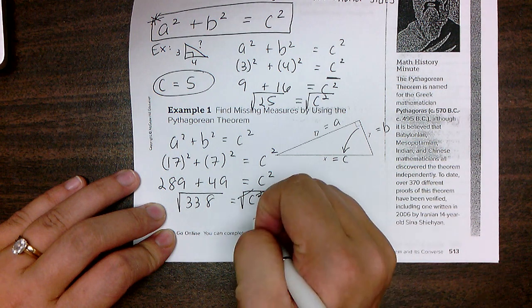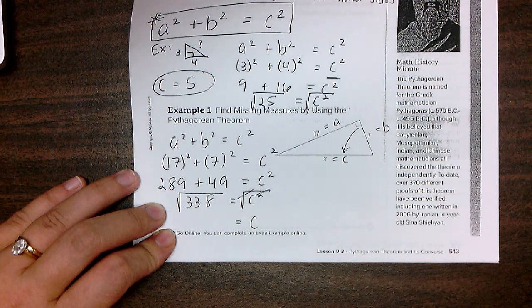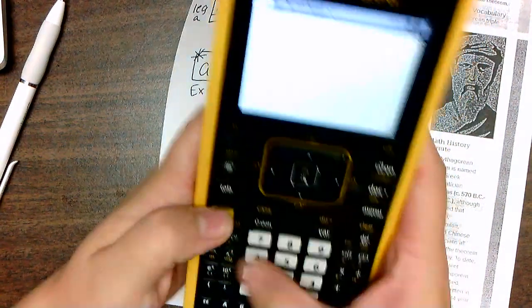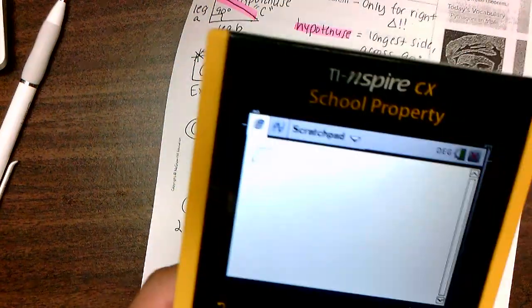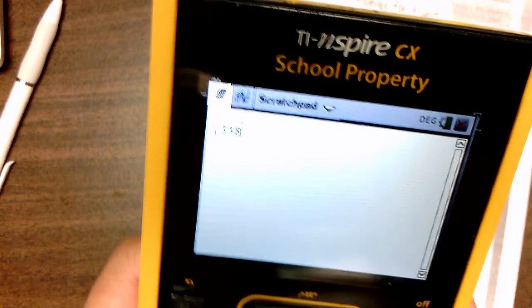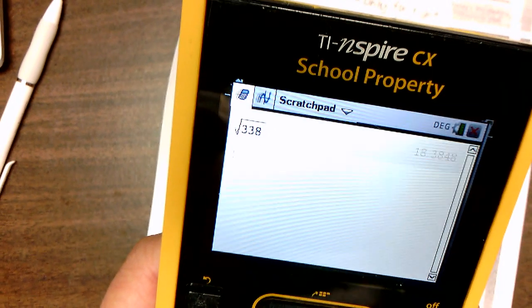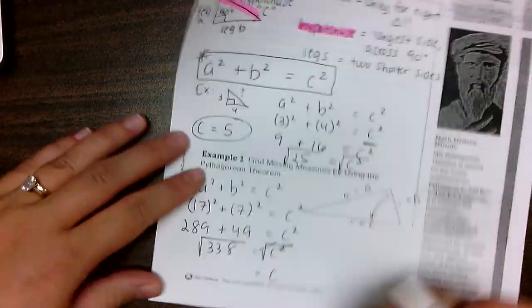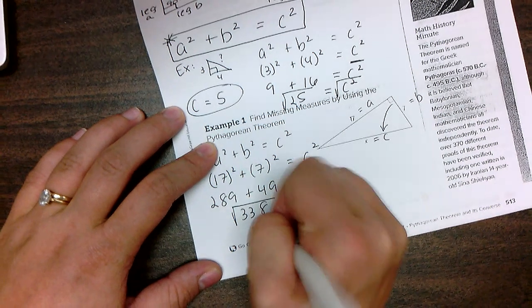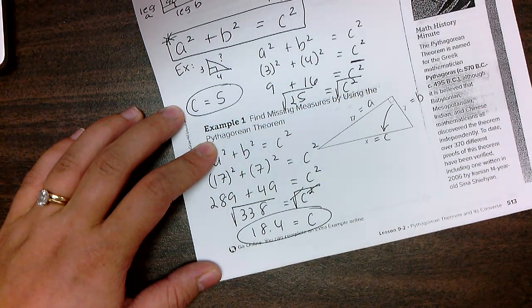And so that's why I'm left with C is equal to, well, here, the square root of 338. I'm going to use my calculator to plug that in. So again, you guys can't really see that. Okay. That's what you would plug in. And it's going to give me a decimal. So 18 point, let's round to the nearest tenth. So we'll say 18.4. And that is your hypotenuse.